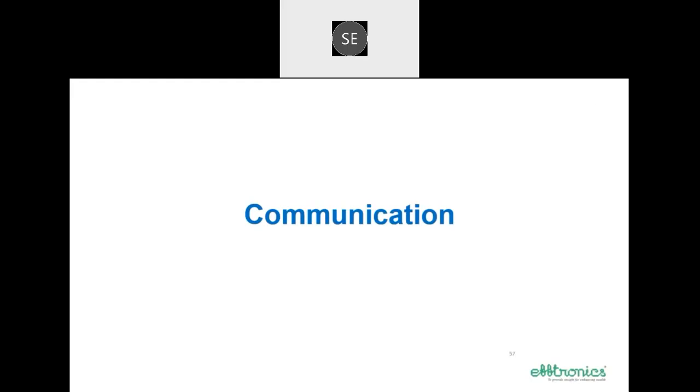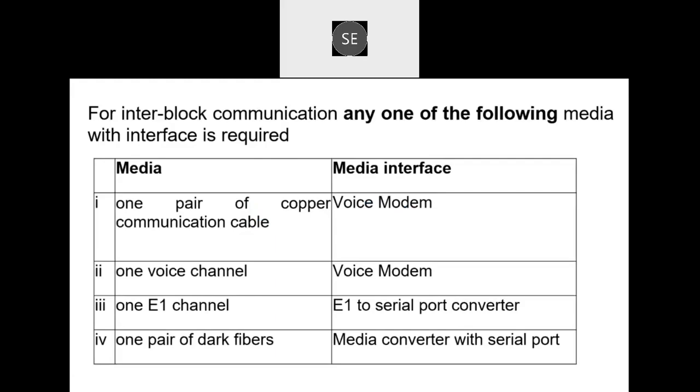So after power supply, we are now at communication. For inter-block communication, a variety of mediums can be interfaced to this block instrument, as we discussed at the start of the session. There are 4 types of mediums available. They are conventional copper communication cable, voice channels of OFC, E1 channels of OFC, and a pair of dark fibers.